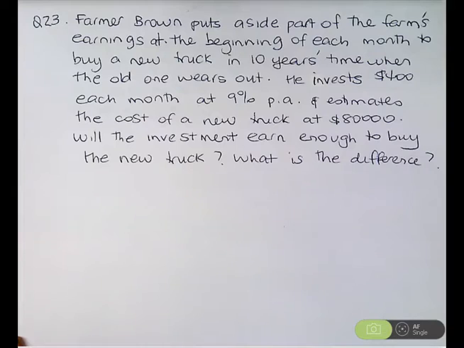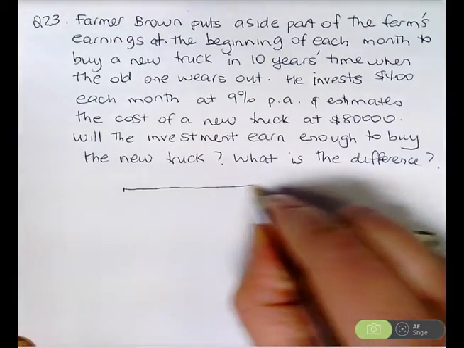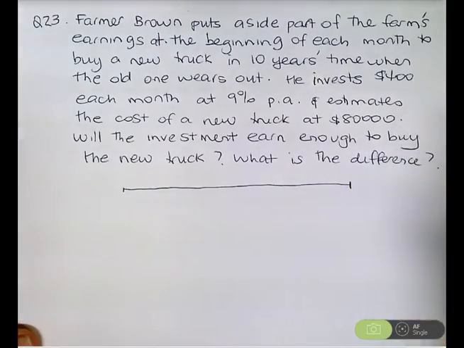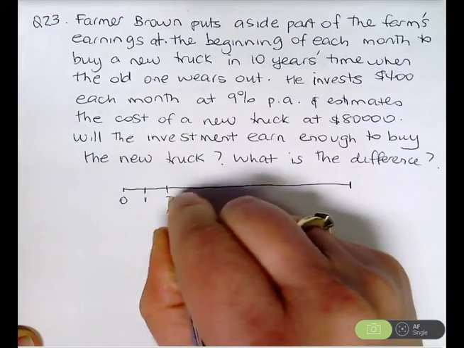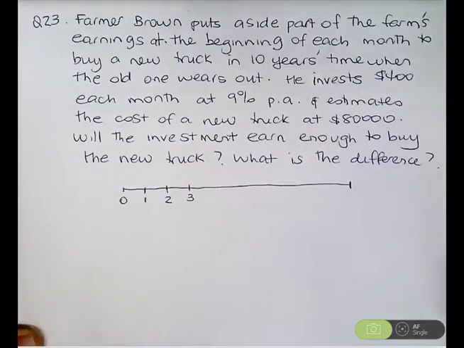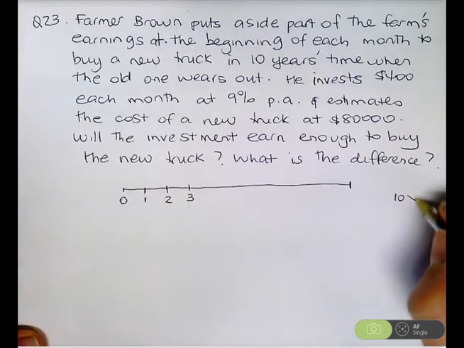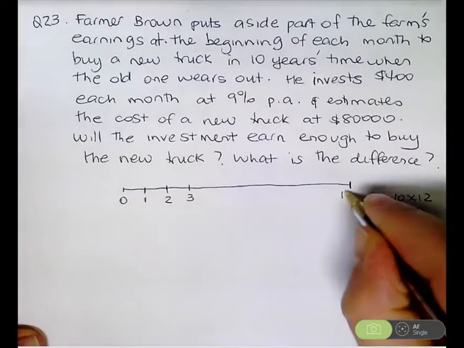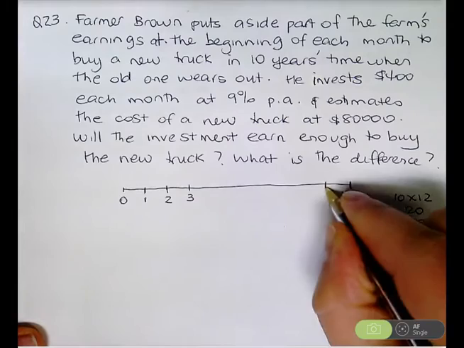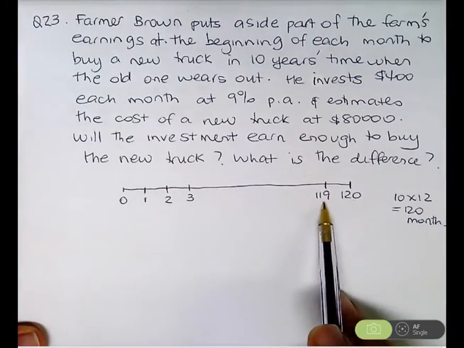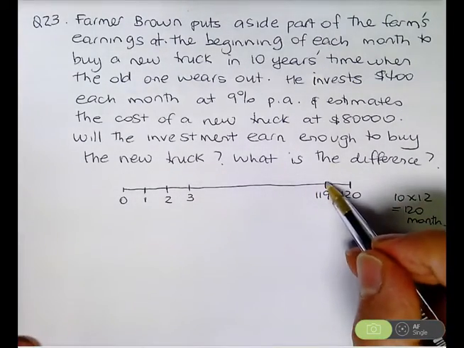Okay? Now, Farmer Brown puts aside part of the farm's earnings at the beginning of each month to buy a new truck in 10 years' time. So we're at the beginning of 0 months, end of 1 month, end of 2 months, etc. Now it is 10 years, but 10 times 12 is 120 months. So he doesn't make that last investment at the end. He'll make the last investment here at the 119th month.